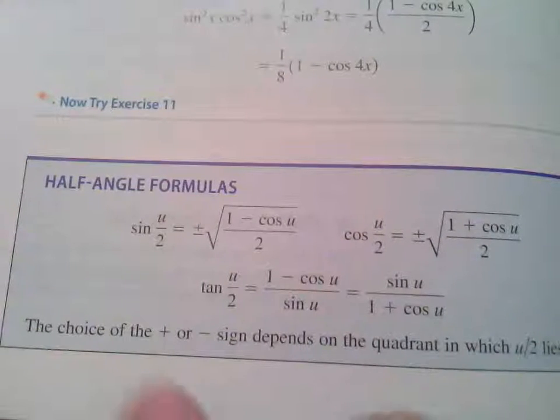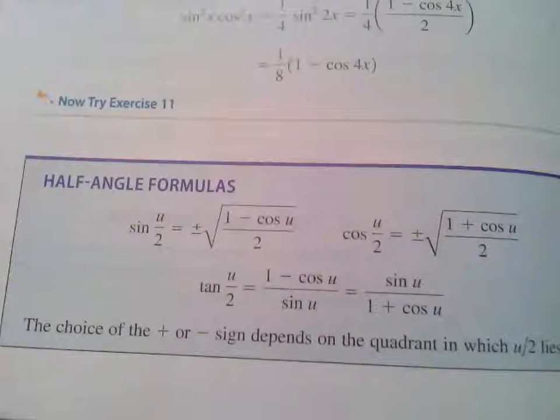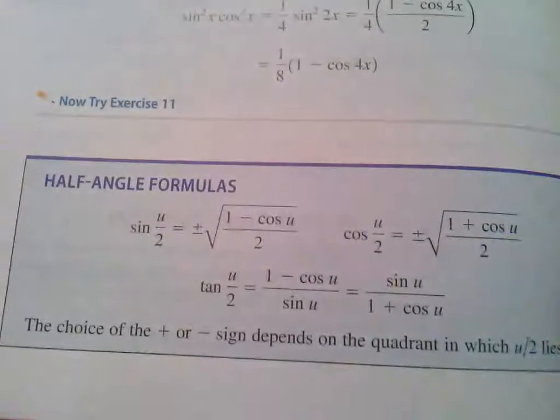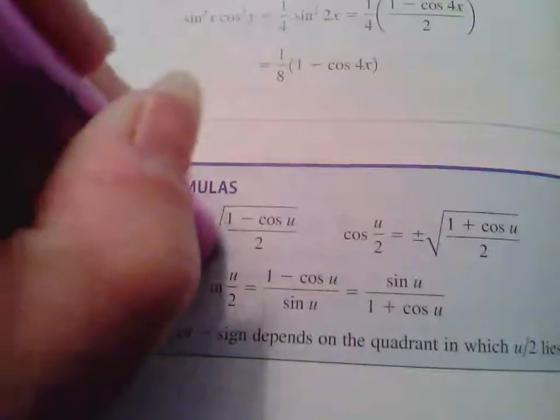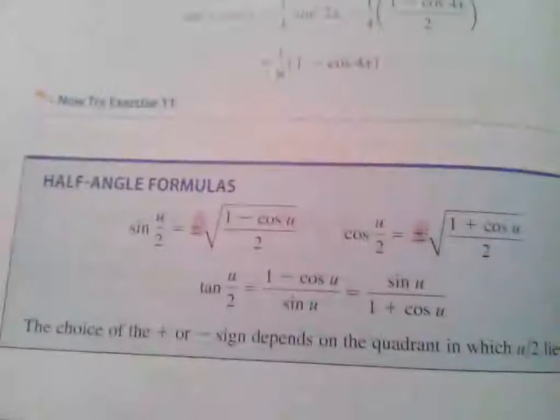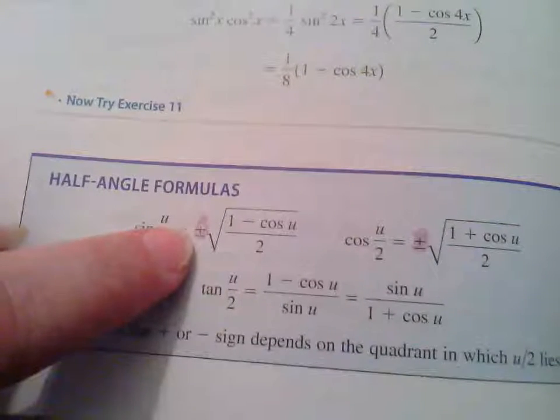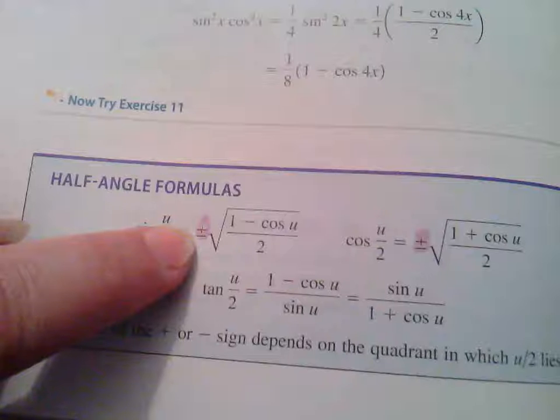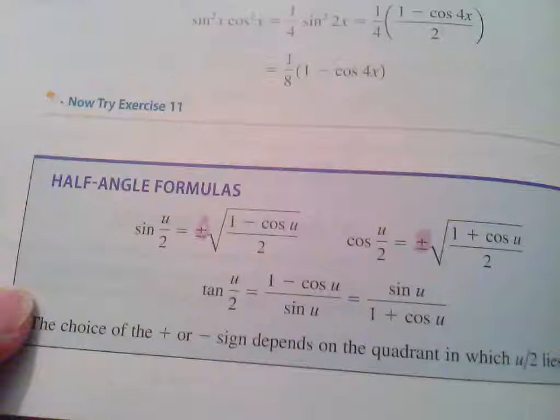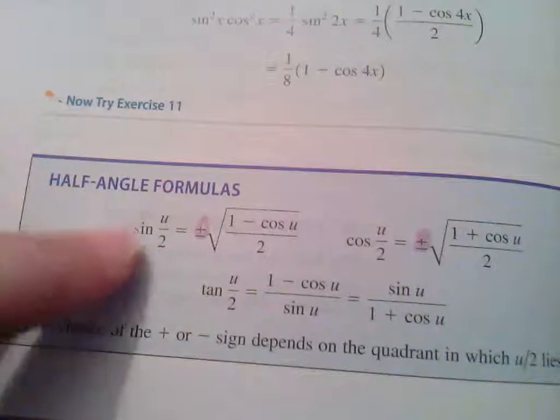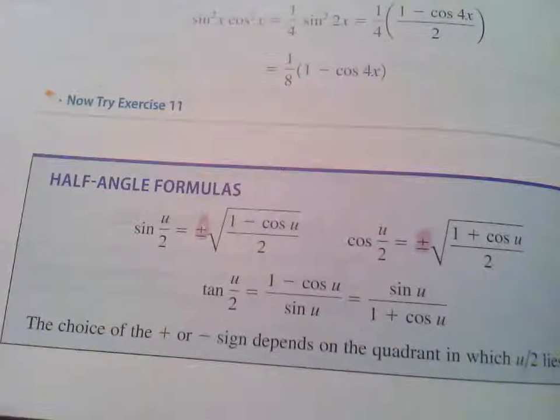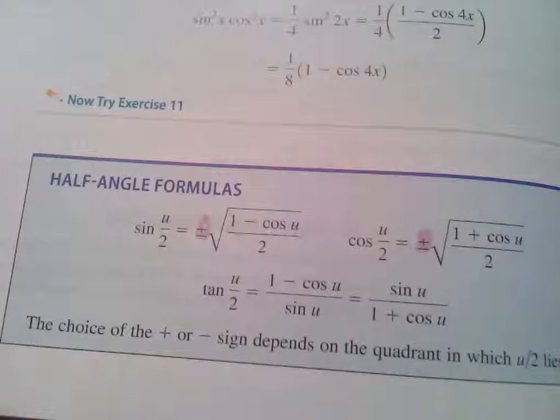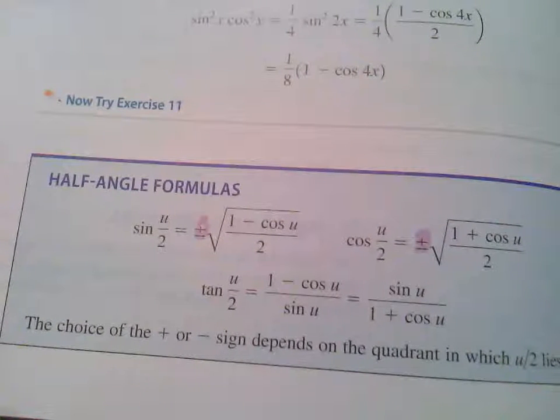Okay. And then see how it's got, let me highlight this and show you what I'm talking about. See how it's got the plus or minus in front right here? Down here, they give you a little note. The reason it says plus or minus in front of the square root is it depends on what quadrant you're in. So depending on what quadrant u divided by 2 or u halves ends up being in, that'll determine if it's positive or negative. So let's do one of these.